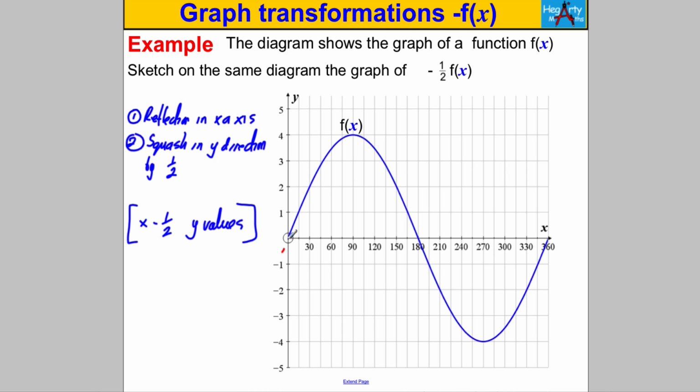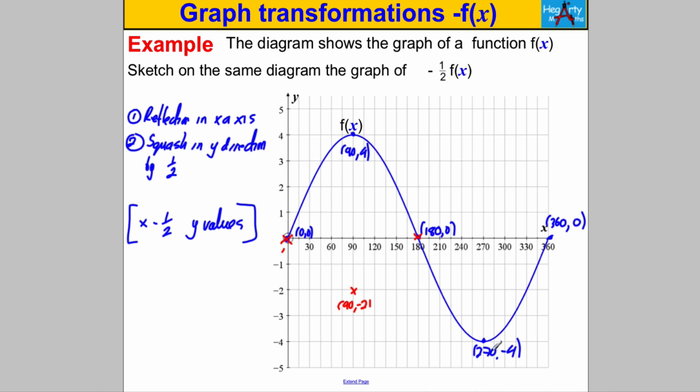So let's mark off the key points here. This here is 0, 0. This point here is 90, 4. This point here 180, 0. This point here 270, negative 4. And this one here 360, 0. Okay, what we're going to do, we're multiplying all the y values by negative a half. 0 multiplied by negative a half is still 0. Now 4 multiplied by negative a half is negative 2. So 90 goes with negative 2 down here.